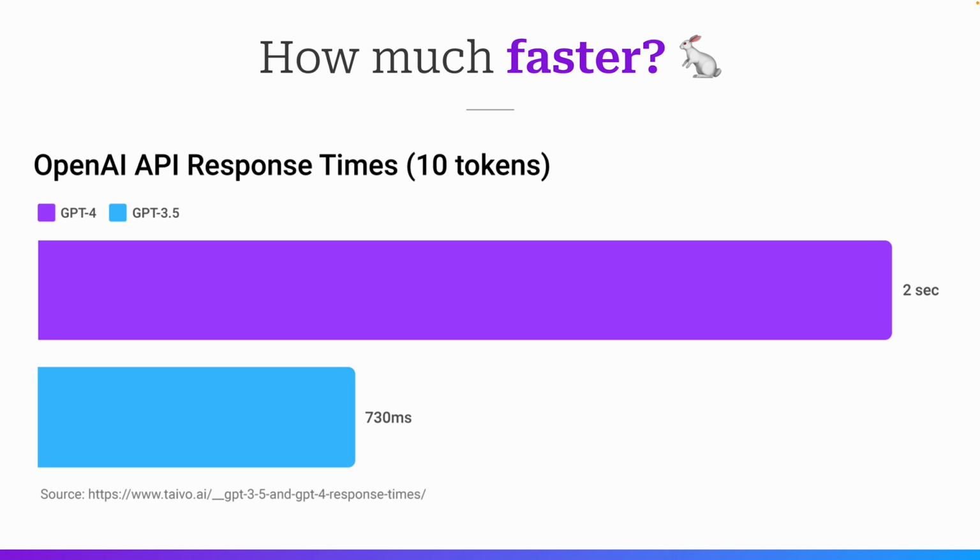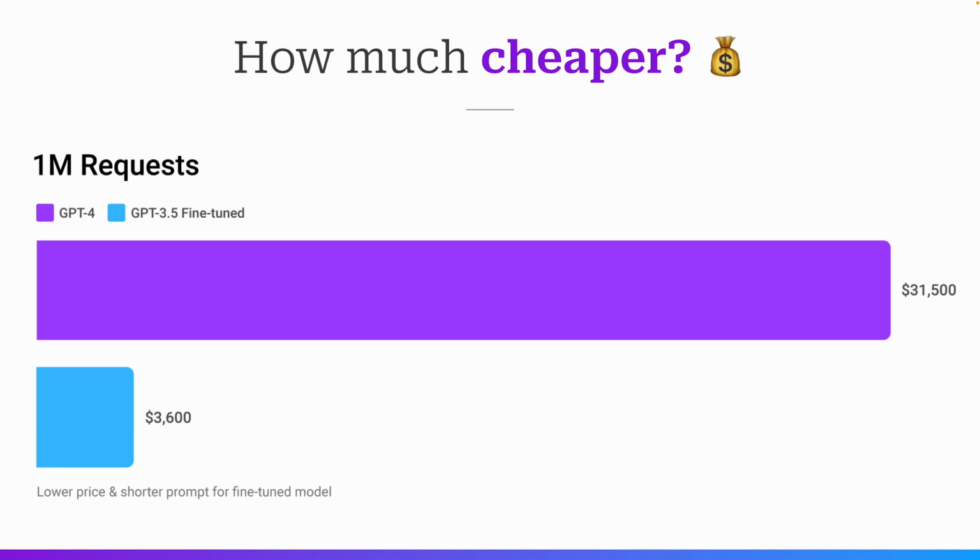Well, if you just compare GPT-4 versus GPT-3.5, and you look at the average response time for 10 tokens, the difference is 2 seconds to 730 milliseconds, which is a 3x difference in speed, which I don't need to tell some of you UX experts is a big deal. Now let's talk about cost. For a million requests on GPT-4 versus GPT-3.5 fine-tuned, you are looking at an 89% savings. Over the long run, especially at scale, that is a big difference.